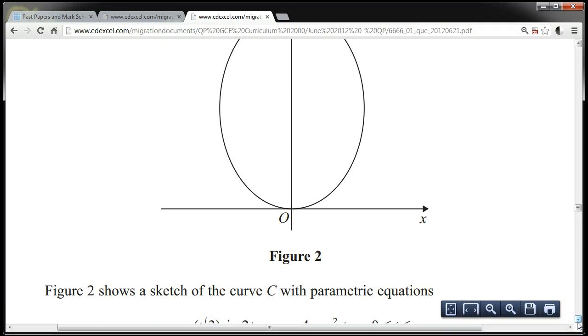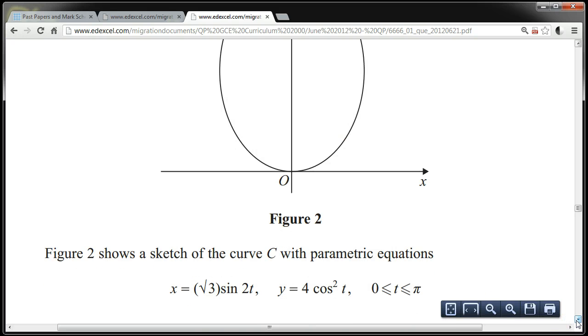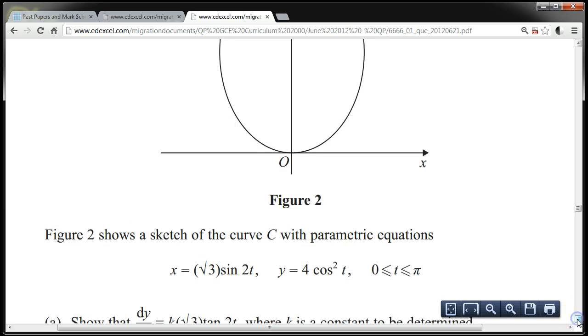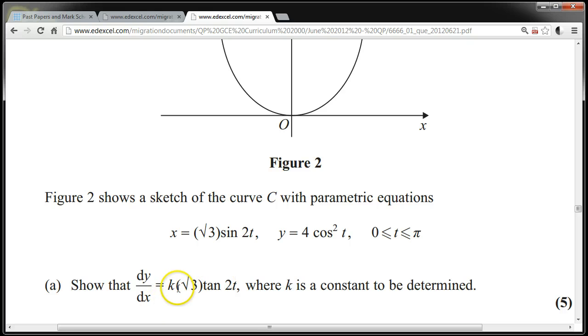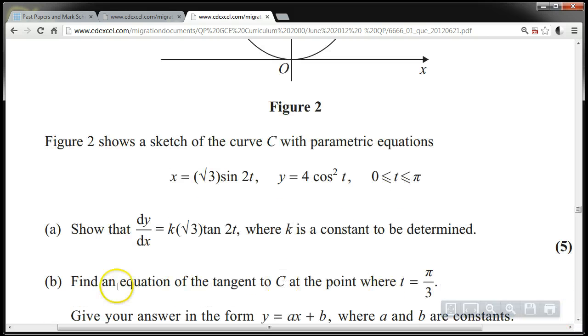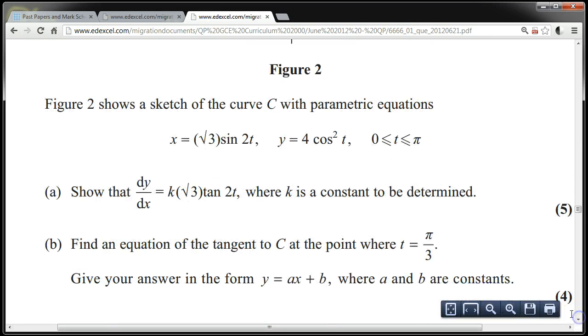Figure 2 shows a sketch of the curve C with parametric equations x equals root 3 sine 2t and y equals 4 cos squared t for t between 0 and pi. Show that dy/dx is equal to k times root 3 times tan 2t, where k is a constant to be determined. Find an equation of the tangent to C at the point where t equals pi over 3. Give your answer in the form y equals ax plus b, where a and b are constants.